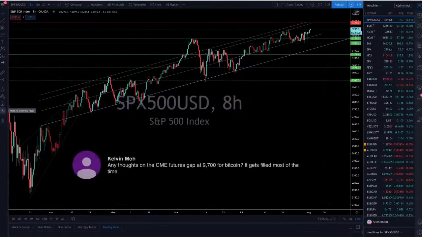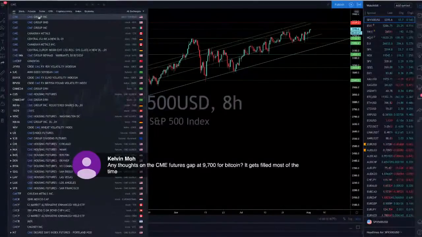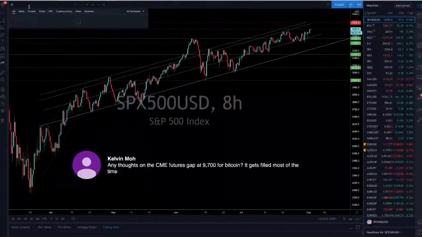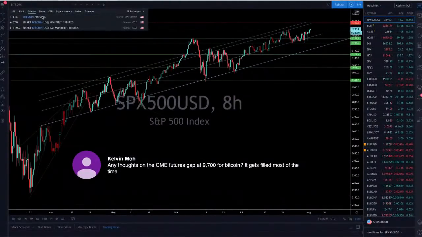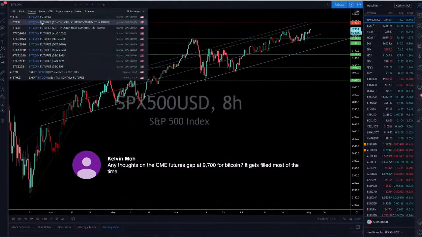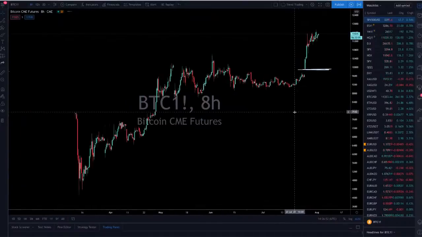So this is important. Let's talk about this over here. We're talking about the gap on the CME. Now, so far to date, all gaps have been filled. Oh, I just typed CME. Let me put in Bitcoin. Let's go to the futures. Look at this gap over here. Is that gap going to be filled?